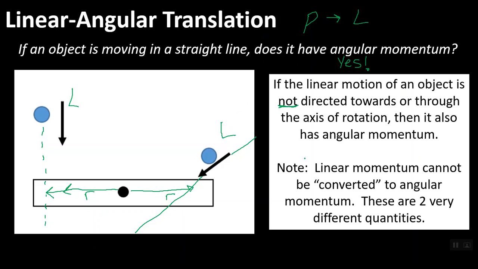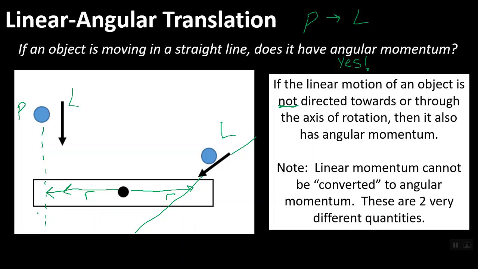Now, one thing I do want to point out, I'm calling this the linear angular translation. This is not a conversion. The linear momentum of an object cannot be converted to angular momentum. So what's happening here isn't that this ball has linear momentum and it's somehow transforming to the angular momentum of the board. It's not like energy. Momentum cannot be transformed from one form to another. So these are not different forms of momentum. These are two very different quantities.